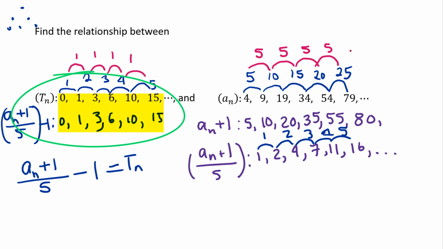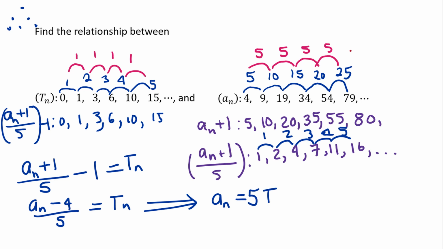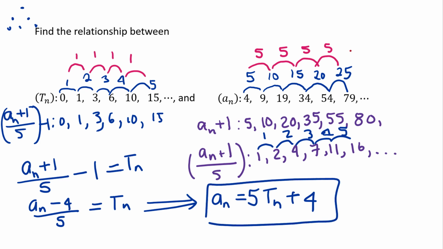Let's clean this up a little bit. I would write this as a sub n minus 4 divided by 5 equals t sub n. I got a common denominator in subtracting the 1. Then, hey, let's just go ahead and solve for a sub n. A sub n is equal to, multiply the 5 through, so 5 t sub n minus 4, so plus 4. Here we go. We found the relationship between the triangular numbers and the unknown sequence.